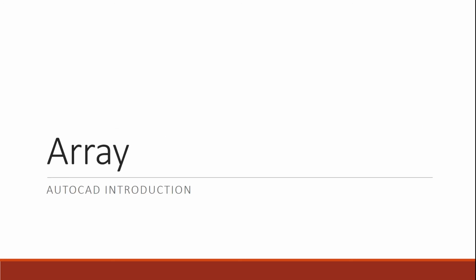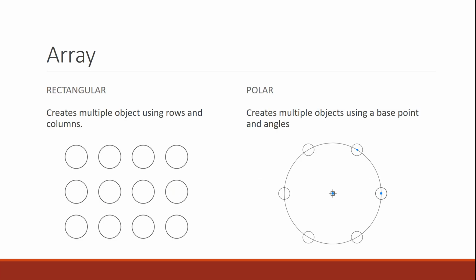Okay, the array command. The array command is one of these powerful commands that allow you to start with something small and create a lot of other objects. So for example, there are three types of arrays. The first two are going to be the rectangular and polar. By far, these two are going to be used more than the other one.